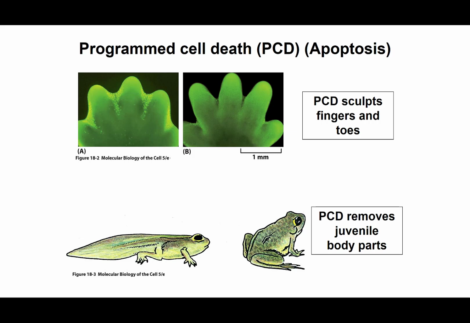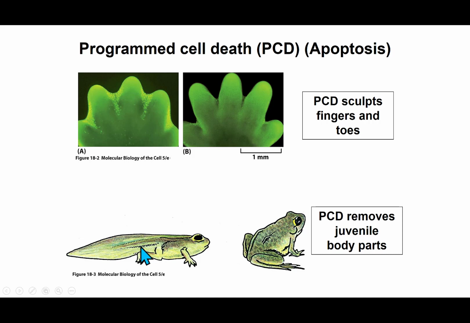And probably the most commonly studied, as well as the most common form of programmed cell death, is what we call apoptosis. A lot of students will initially think about cell death as being something bad, but you definitely need normal cell death. Programmed cell death is going to sculpt your fingers and your toes. During the embryonic stage, you have this webbing, and you need that cell death for that webbing to disappear. As well, programmed cell death will remove juvenile body parts.